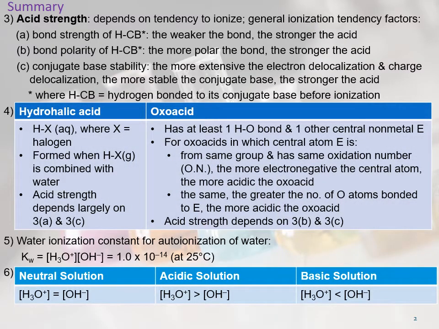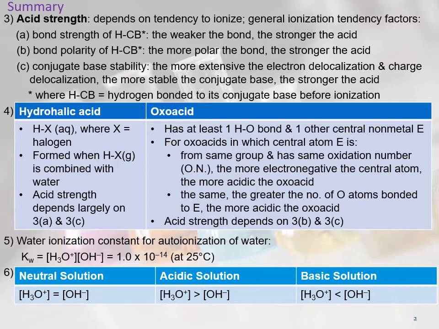Acid strength depends on the acid's tendency to ionize. The general ionization tendency factors are bond strength of HCB, where HCB represents hydrogen bonded to its conjugate base before ionization. The weaker the bond, the stronger the acid. Another factor is bond polarity. The more polar the bond, the stronger the acid. A third factor is conjugate base stability. The more extensive the electron delocalization and charge delocalization, the more stable the conjugate base, the stronger the acid.